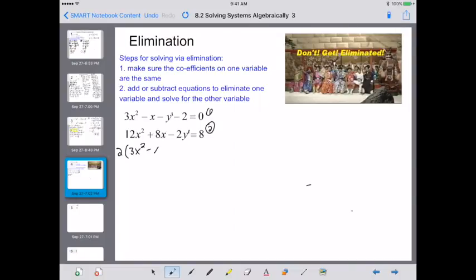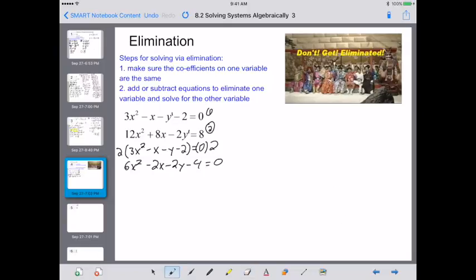2(3x squared minus x minus y minus 2) equals 0. Multiplying that 2 through, we get 6x squared minus 2x minus 2y minus 4 equals 0. Okay, we did multiply that 0 by 2 as well. 0 times 2 is going to give us 0.